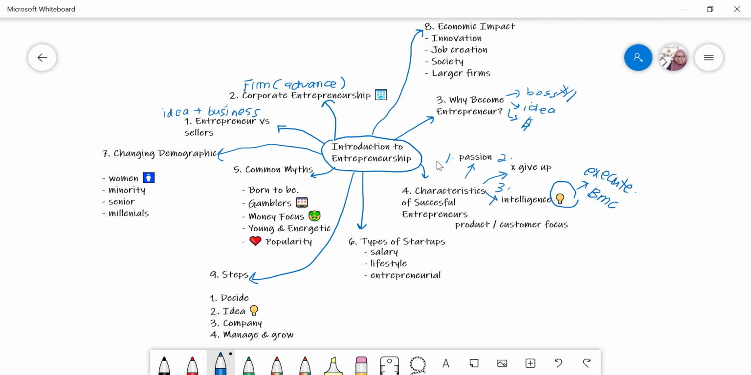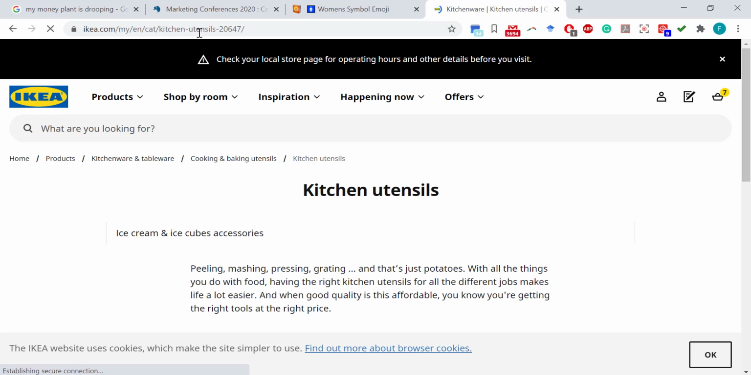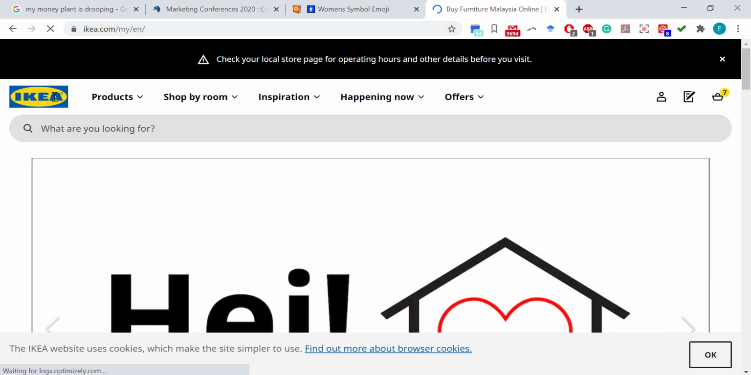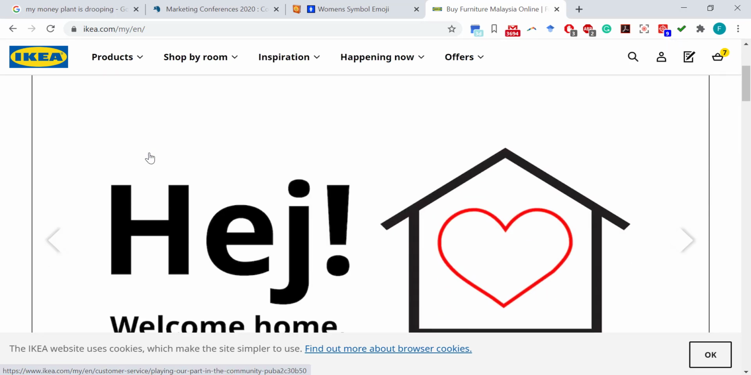And number four, product and customer focus. The word customer here is very important, because many successful businesses nowadays are doing their business because they solve customer problems, they solve people's problems. For example, like IKEA. Let's go to IKEA. What problem does IKEA actually solve for people? Let us see on the website.